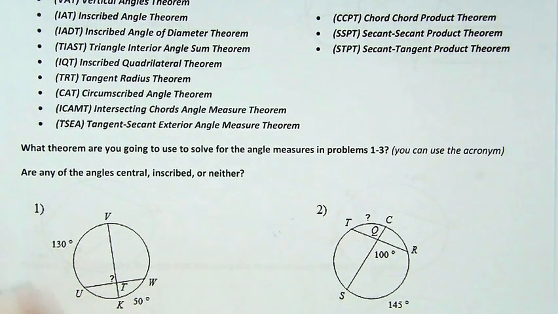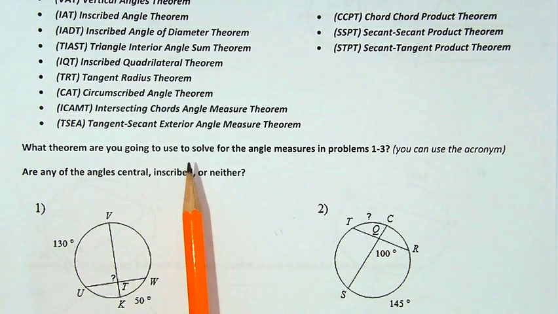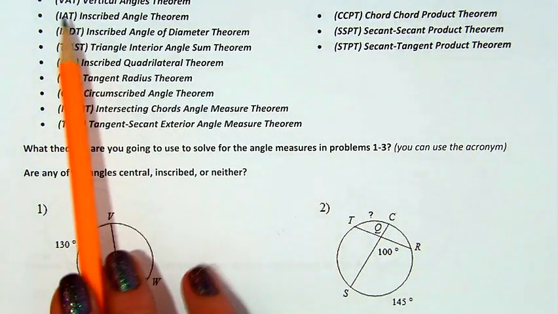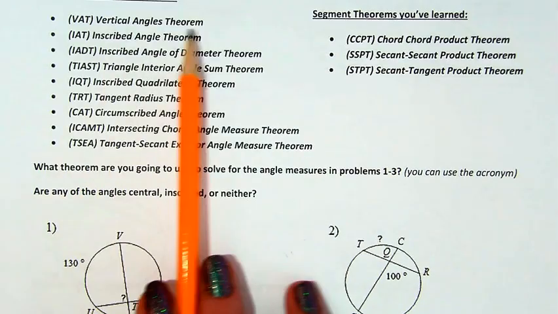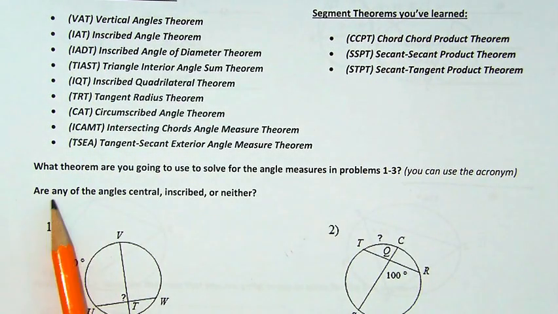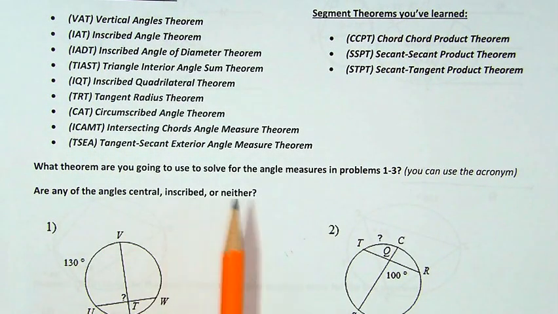The first couple of questions: what theorem are you going to use to solve the angle measures in problems 1 to 3? You can use the acronym. So the acronyms are like VAT for vertical angles, IAT for inscribed angles. Are any of the angles central, inscribed, or neither?